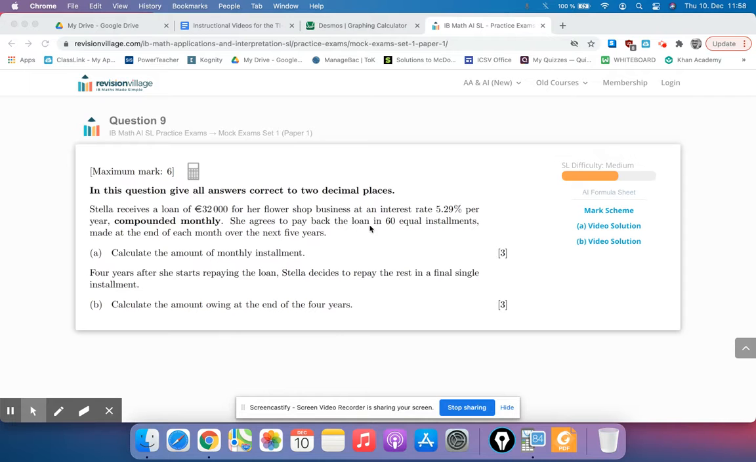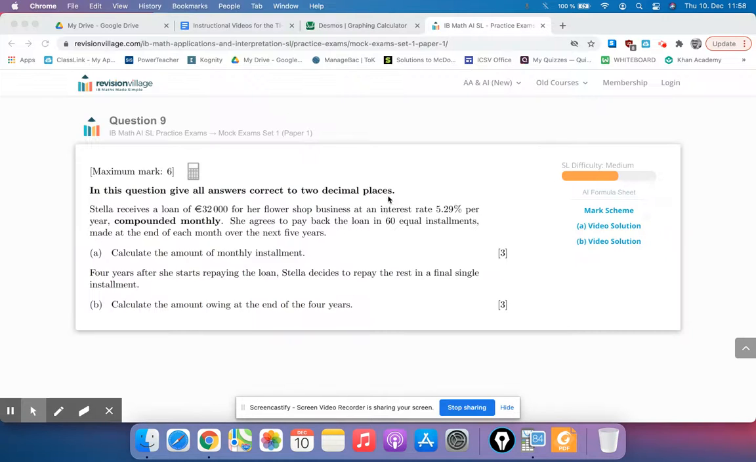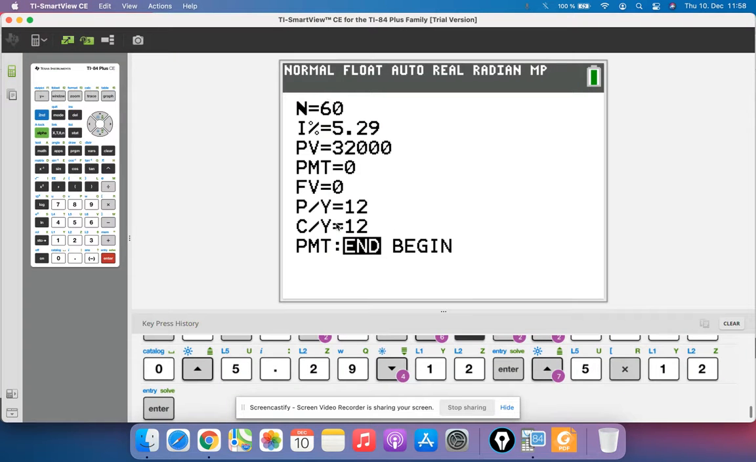Now, she agrees to pay back the loan in 60 equal installments made at the end of each month over the next 5 years. So N is going to have to be 5 years times the number of compounds times 12, which is why the problem says it's going to be 60 equal installments, because 5 times 12 is 60. Now, make sure you have FV as 0 here. We're not going to use that in this problem, and it needs to be cleared out.